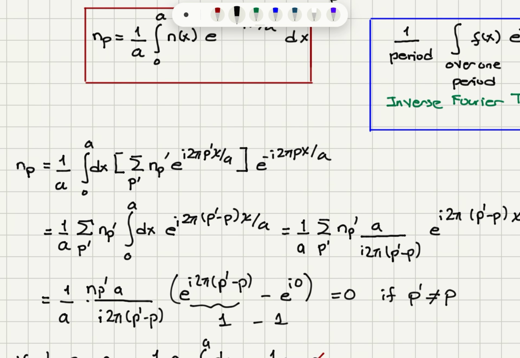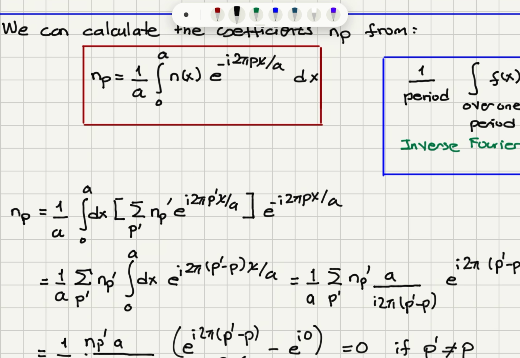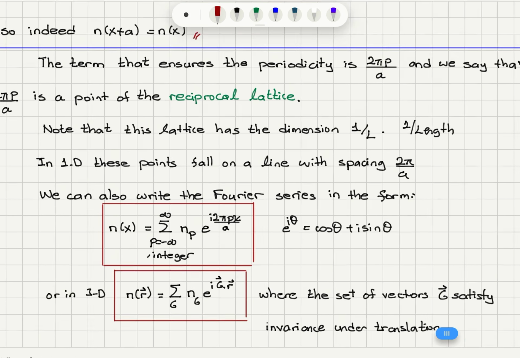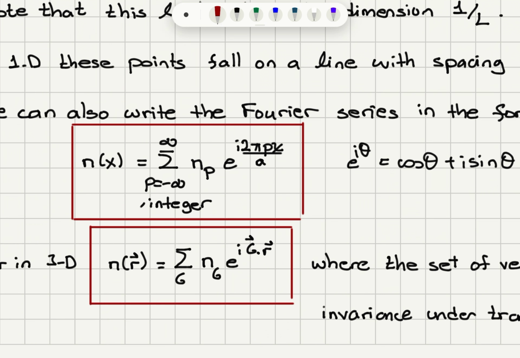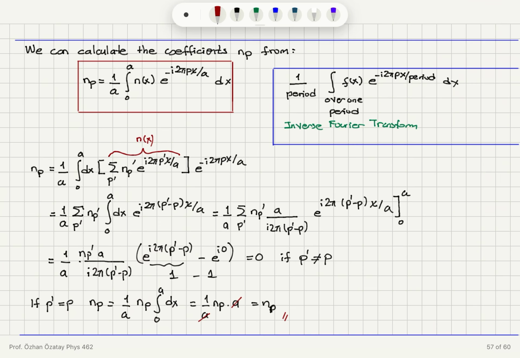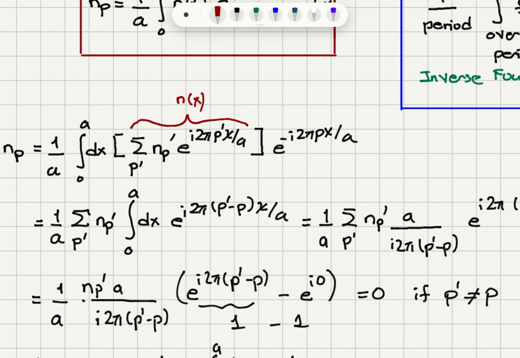Now let's show that. So we are suggesting that n_p is equal to 1 over a, integral dx of n of x. For n of x, I can substitute the sum over p prime of n_p prime e to the I 2 pi p prime x over a. So that's, if you go back here, that's n of x, the sum over p of n_p e to the I 2 pi p x over a. Because I already have p here, I change it to p prime in the integral.